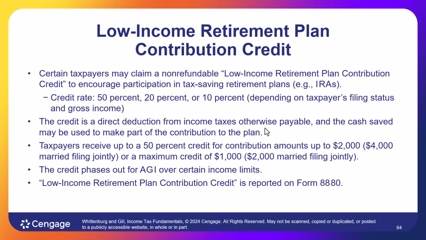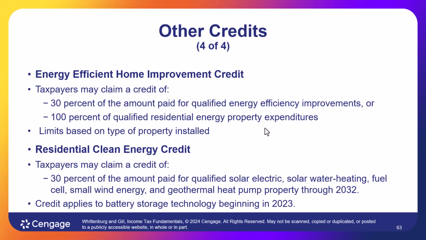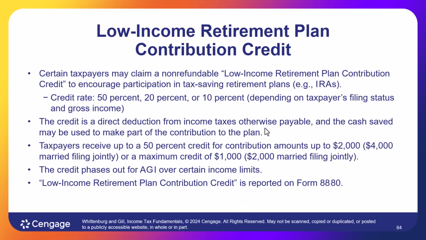So that's the end of energy credits, by the way. Certain taxpayers may claim a non-refundable low-income retirement plan contribution credit. It's 50%, 20%, or 10% depending on filing status and gross income. The credit is a direct deduction from income taxes otherwise payable and is a savings. Taxpayers receive 50% of the credit for contributions up to $2,000, or for married filing jointly, a max of $1,000 credit. The credit phases out with AGI over certain limits and is part of Form 8880.